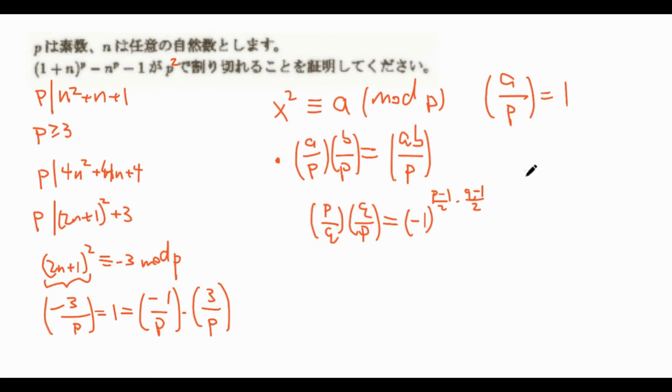Alright, one more property that we cannot forget about the Legendre symbol is the following. (a over p) is congruent to a to the power of (p minus 1 over 2) mod p.